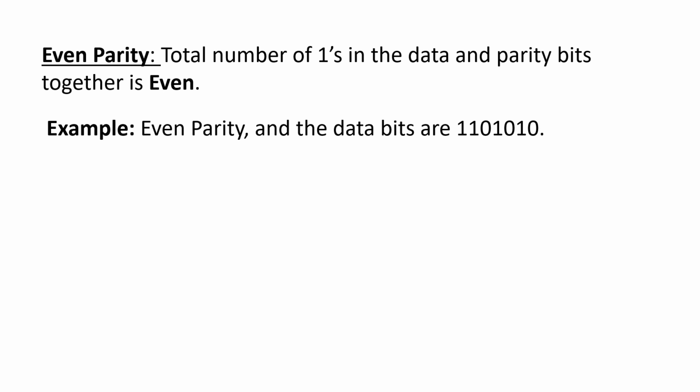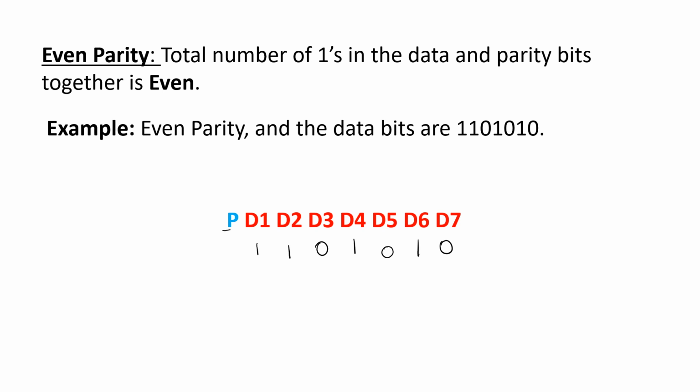For example, assume that we are using even parity and the data bits are 110 1010. So here the data bits are given and can be written as 1 1 0 1 0 1 0. The data is 7 bits and the 8th bit is the parity. So it is an even parity. Now we have to find what the parity bit will be.